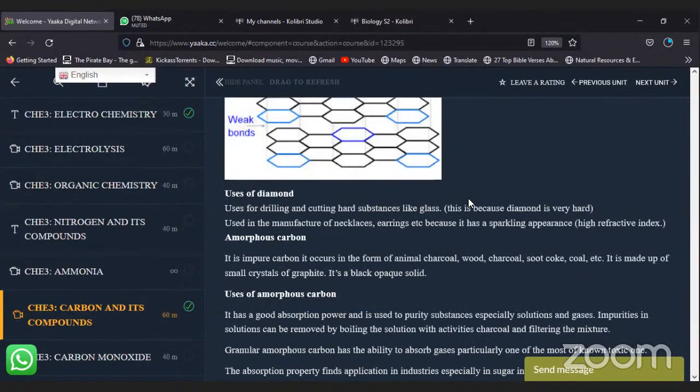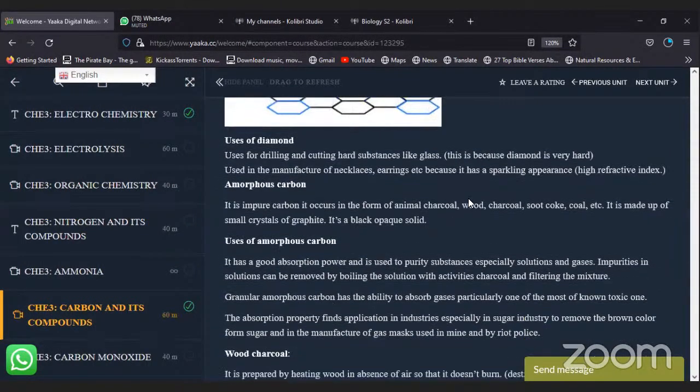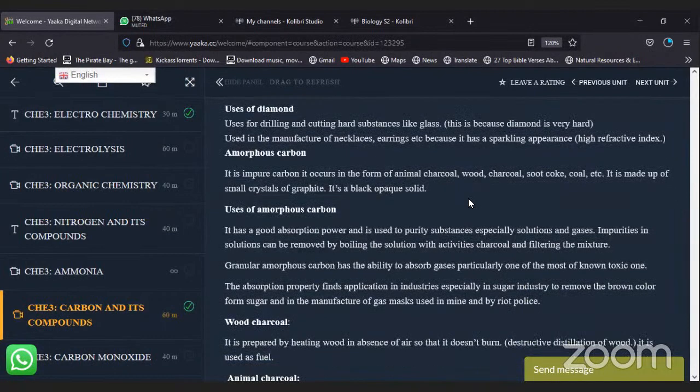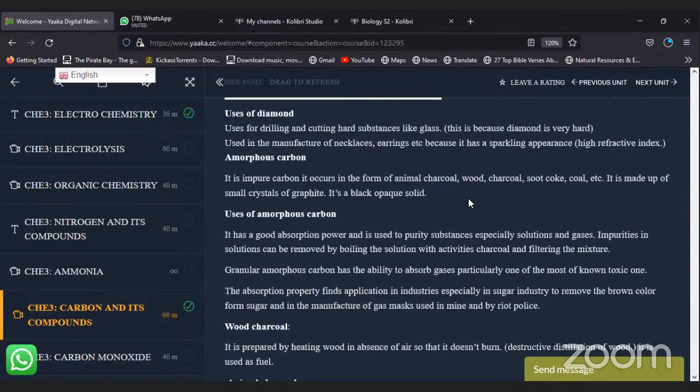So let's see the uses of diamond. Today we'll only concentrate on the allotropes. So we have one more allotrope to look at, then we'll call it a day. So hang on a little bit. Let's look at the uses. It is used for drilling and cutting hard substances like glass. This is because diamond is very hard. So we can use it for drilling and cutting substances like glass.